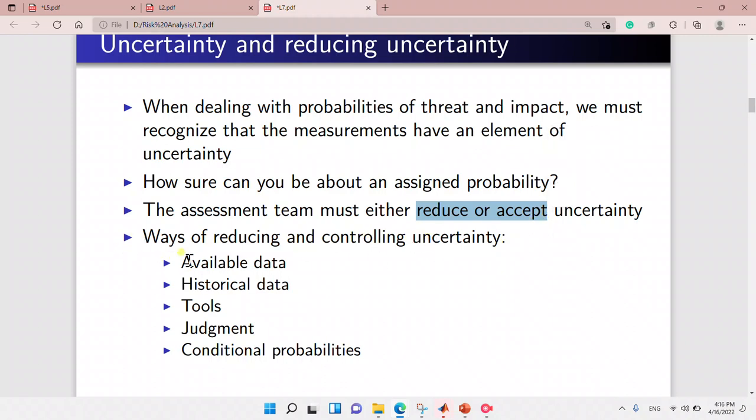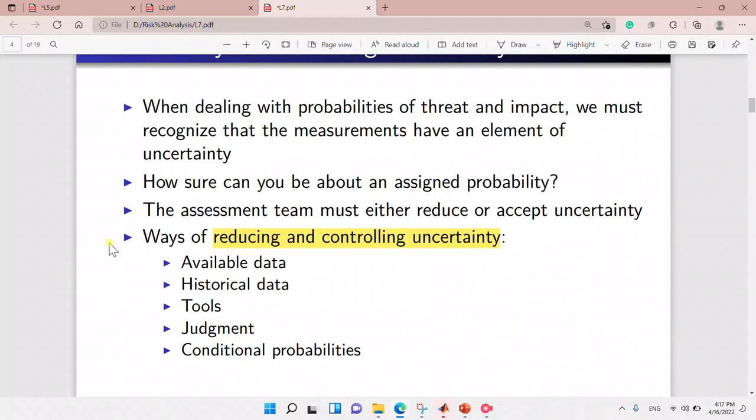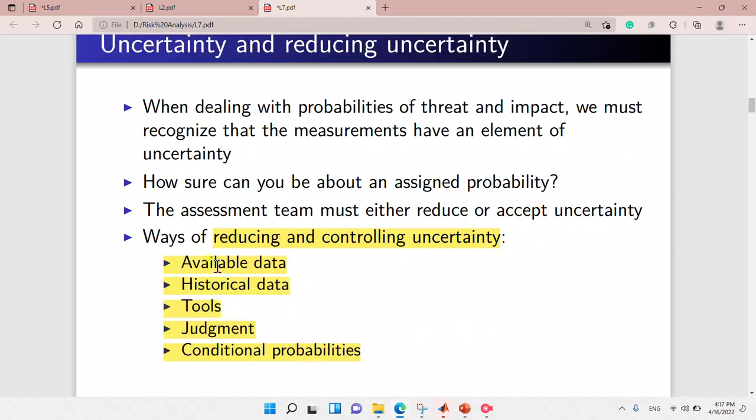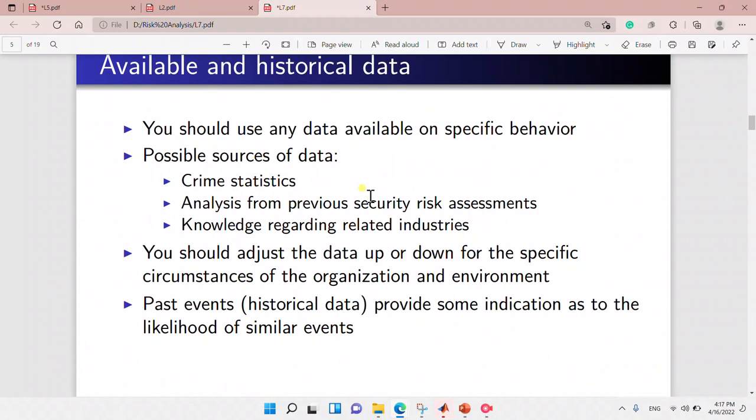So to reduce the uncertainty, what do we do? First, we have available and historical data, and then we have tools and judgment and conditional probabilities. Okay, so كم هدول؟ واحد، اثنين، ثلاثة، أربعة، خمسة. كيف نتذكرهم؟ Available, historical data, tools, judgment and conditional probabilities. Okay, خلاص. We should remember this. And ننتقل على الـ available and historical data.